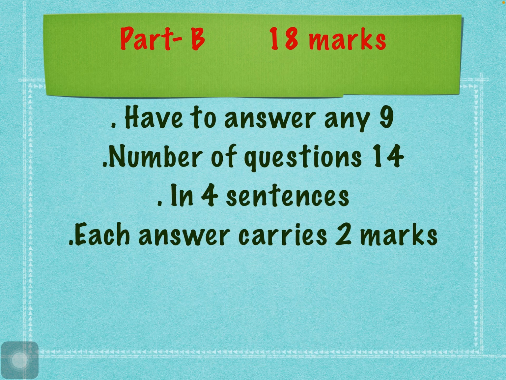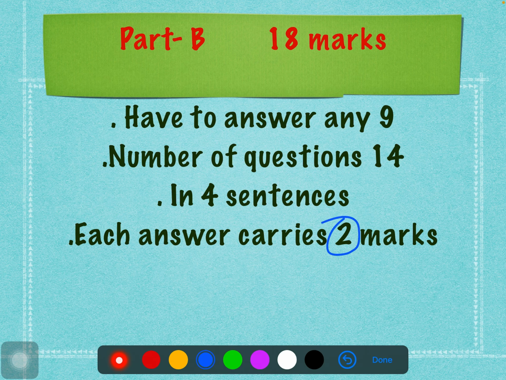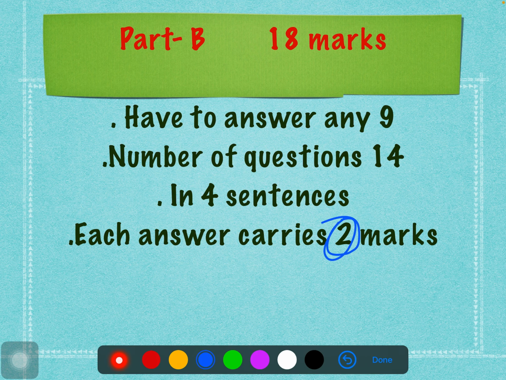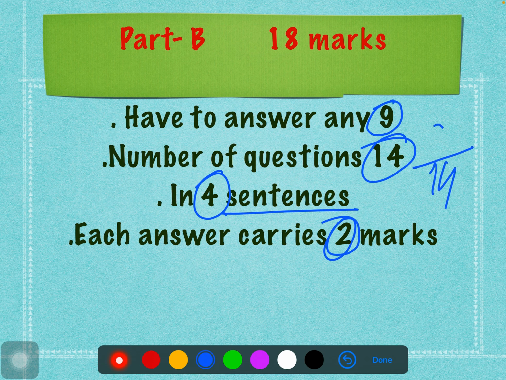The second part is part B. In part B, you can score 18 marks. Each question in this part is for 2 marks. Each answer carries 2 marks and you have to answer 9 questions. You will have 14 questions, and each answer should be written in 4 sentences. Out of 14 questions, you have to answer only 9, so that means you have 5 extra questions.